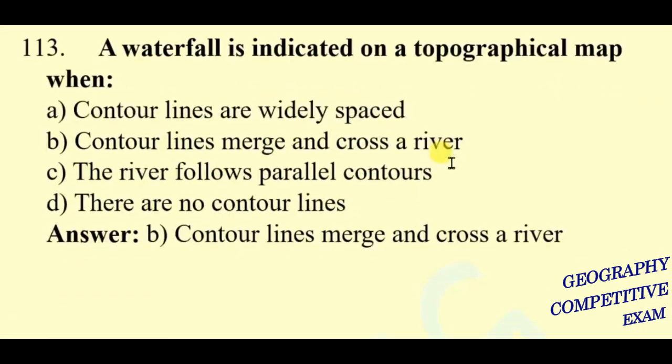Question 113. A waterfall is indicated on a topographical map when contour lines are widely spaced, contour lines merge and cross a river, the river follows parallel contours, there are no contour lines. So the right answer will be contour lines merge and cross a river. It's called a waterfall contour lines.